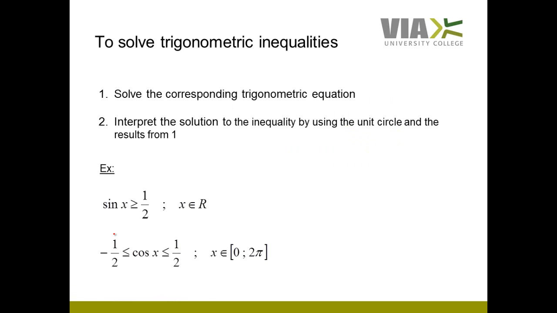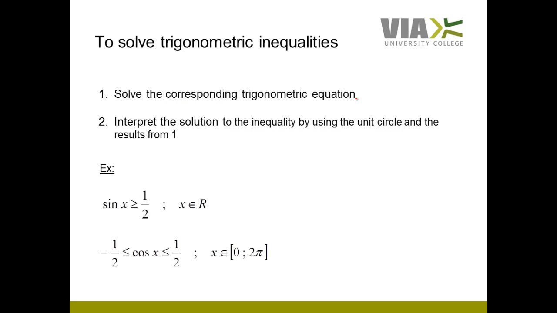To solve trigonometric inequalities, you will need to go through two steps. First of all, you have to solve the corresponding trigonometric equation, which you have already learned, and afterwards you have to interpret the solution to the inequality in question by using the unit circle and the results you have received from point number 1, that is the results which you have been given when you have solved the corresponding trigonometric equation. So how do we do that?